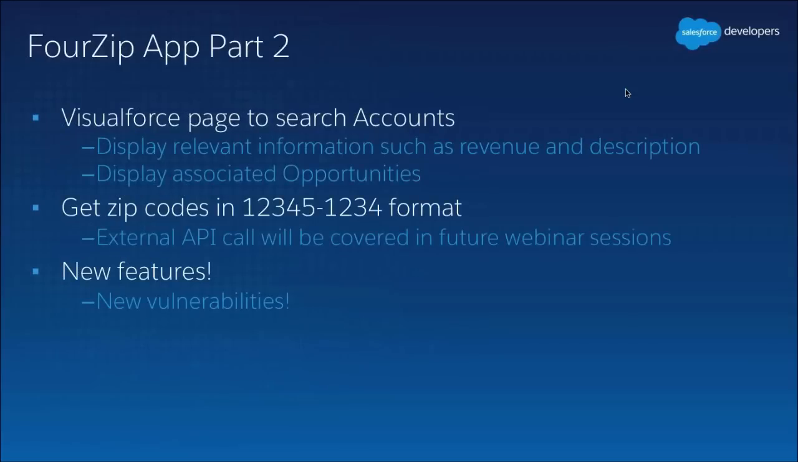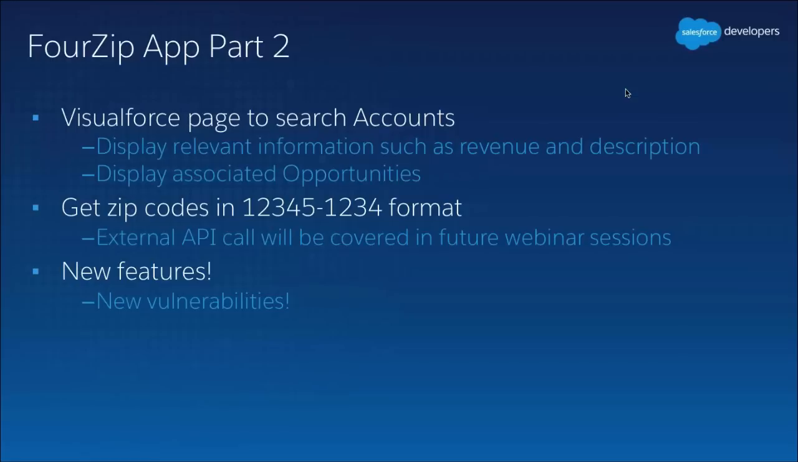So let's take a look at the app that we are using for demonstrating the vulnerabilities. This is a single Visualforce page app. That means there's just one Visualforce page in the whole app. This Visualforce page has a search for accounts. So if you search for any term in accounts, it's going to grab the account name and get all the accounts for that particular text you have entered. It's going to also display relevant information such as revenue and description, and also display opportunities.